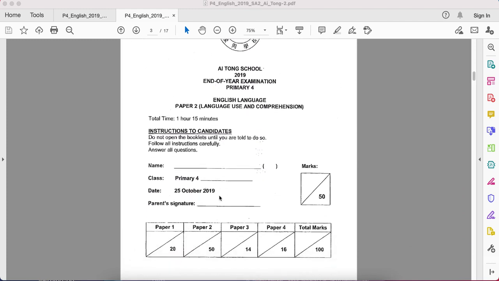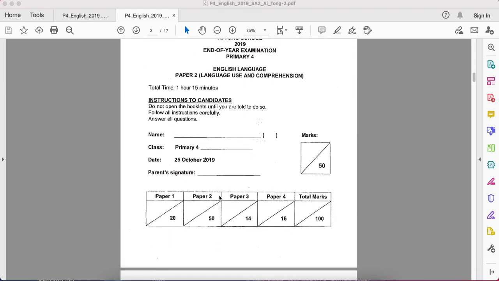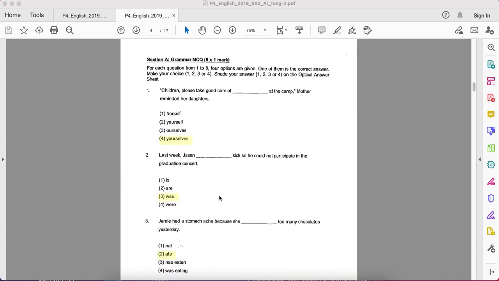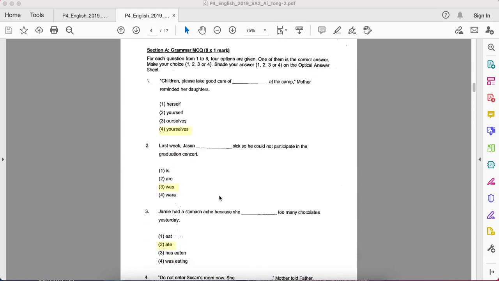All right, so we've got a language use and comprehension Paper 2 section that we've got to tackle. The first one is an MCQ section. Okay, 8 questions. The first one here, we can start off with it. It says, "Children, please take good care of dash at the camp," mother reminded her daughters.